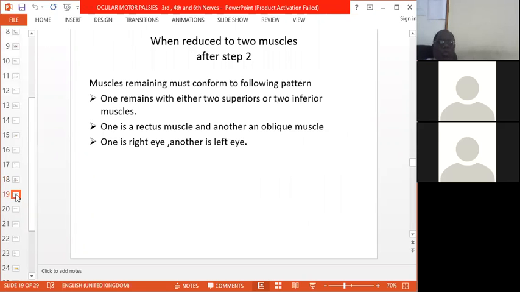When reduced to two muscles after step 2, muscles remaining must conform to the following pattern. You remain with either two superiors or two inferiors. One is a rectus and another is an oblique muscle, and one is the right eye and another one is the left eye. That's what you remain with.